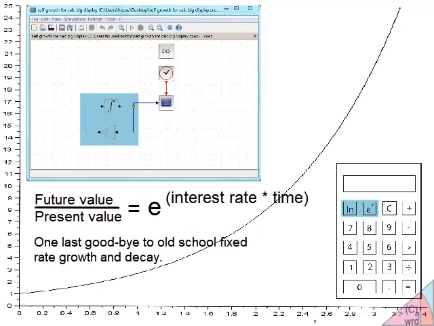Welcome back to Simulating Nature in Scilab. This is episode 3, one last look at old school, constant rate, growth and decay. This is as far as your calculator or spreadsheet is likely to ever take you. After this, we can model what nature really does.